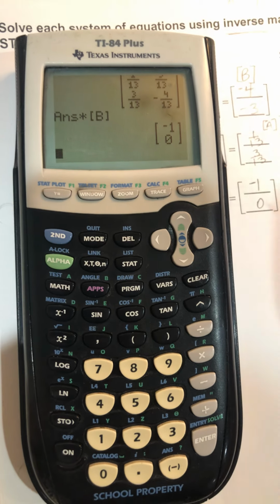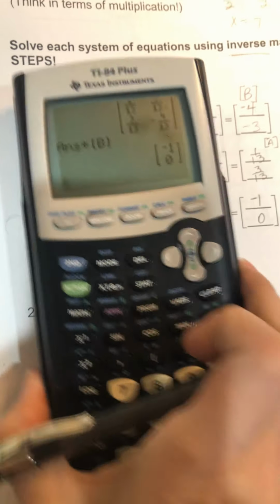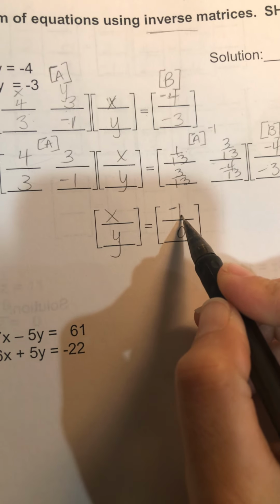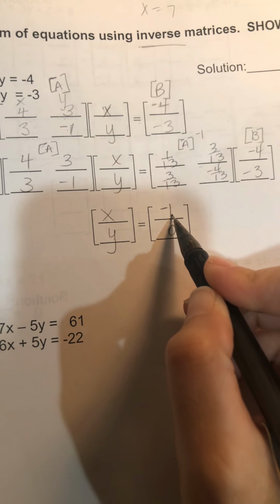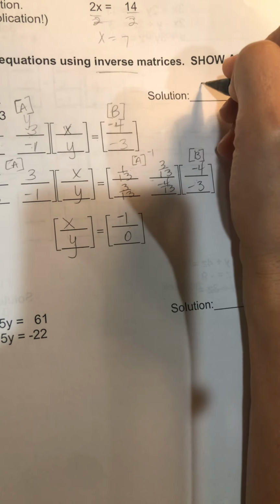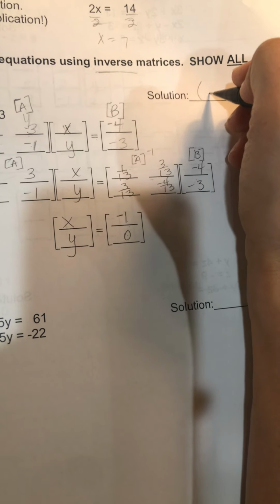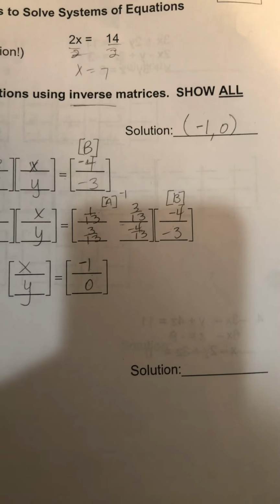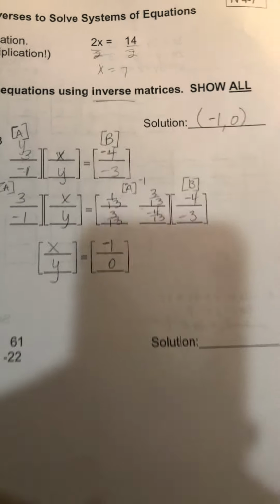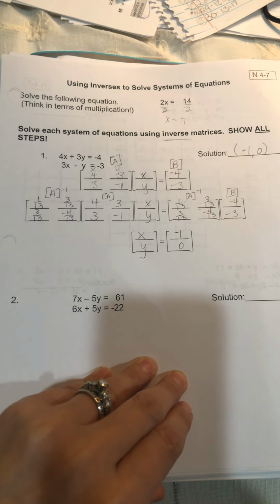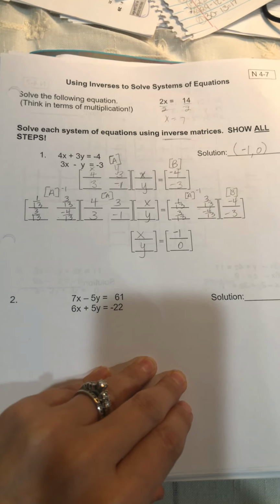And this is what you get: -1, 0. So now your answer is your x is -1, and your y is 0. Okay, so your answer is going to be -1, 0. That's your solution. All right. Okay, easy enough. I'll make you a video where you can see the whole problem worked out.